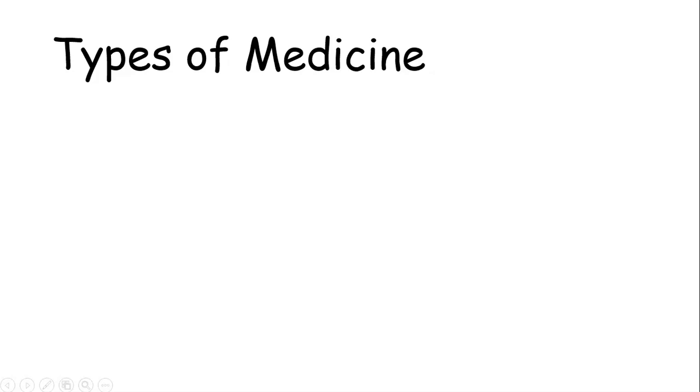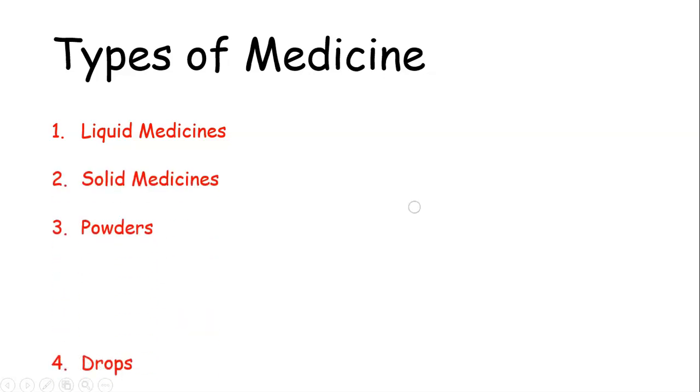So let us look at types of medicines. We have different types of medicines. So we are going to look at a few. We have the liquid medicines, we have the solid medicines, powders, drops, and ointments. So those are the types of medicines that we learn today.